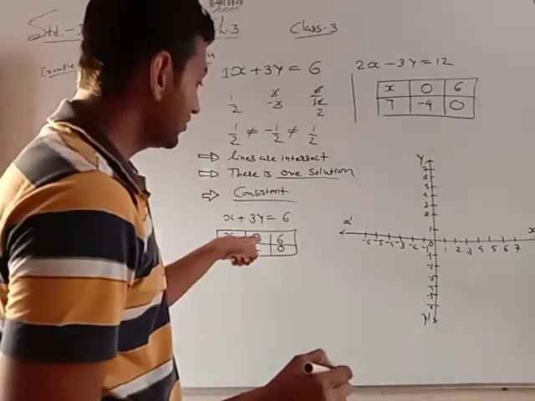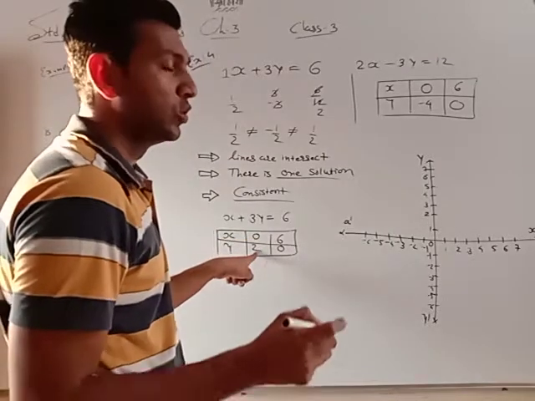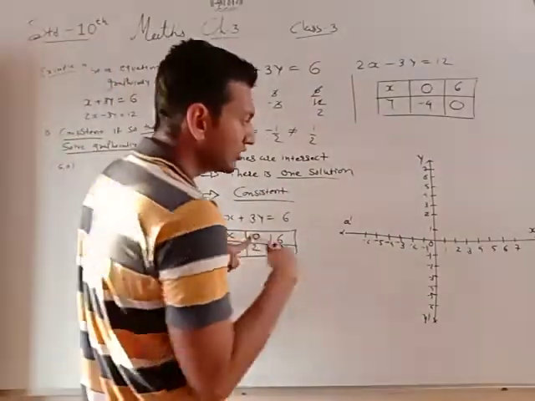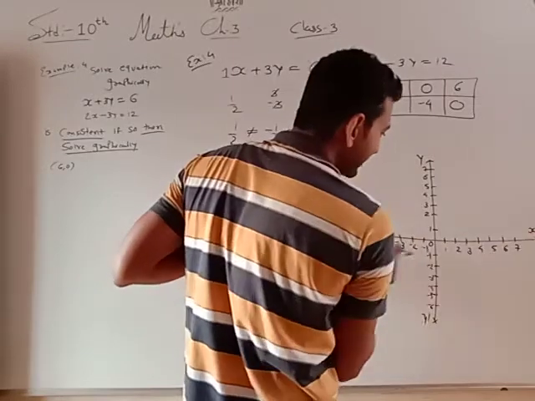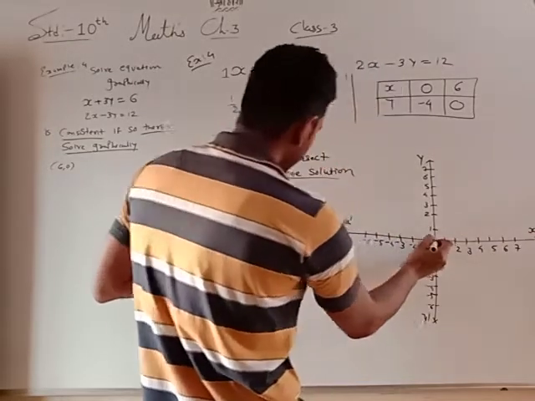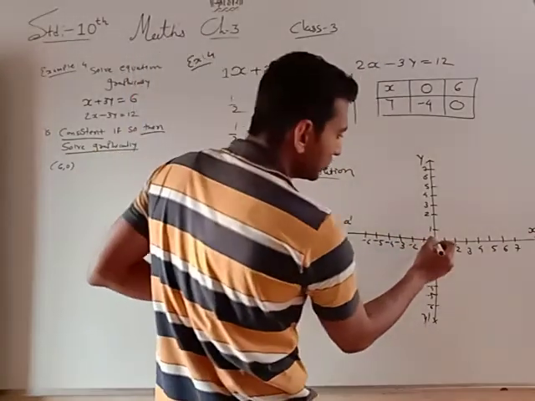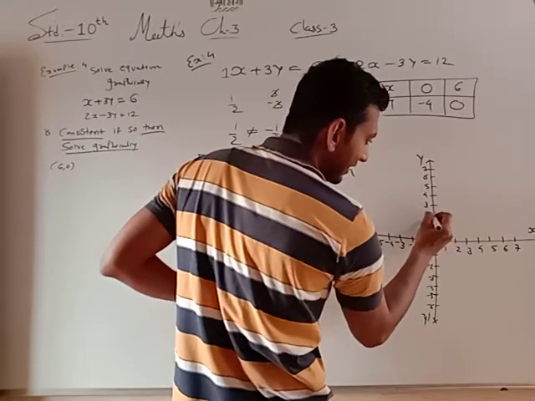Okay, my first solution is 0 and 2. So first find x is equal to 0. Where is x is equal to 0? On the x-axis, x is equal to 0 is here, and you go to y is equal to 2. It means the point is here.